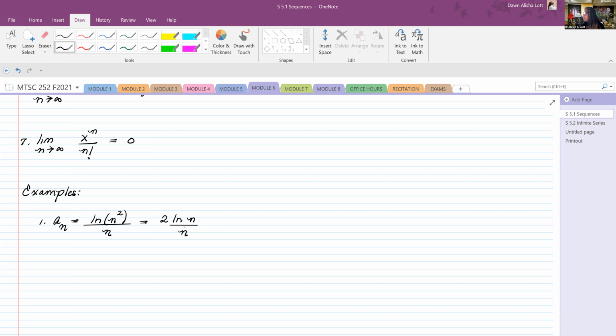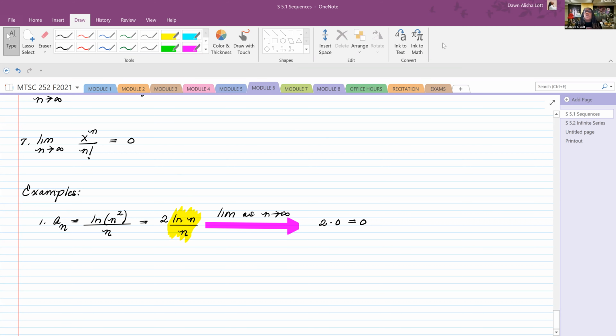I now know that if I take the limit as n goes to infinity, this just becomes 2 times 0 equals 0. Because remember, we already said that this piece, the natural log of n over n, goes to 0.